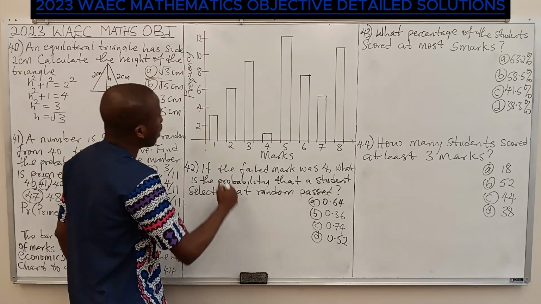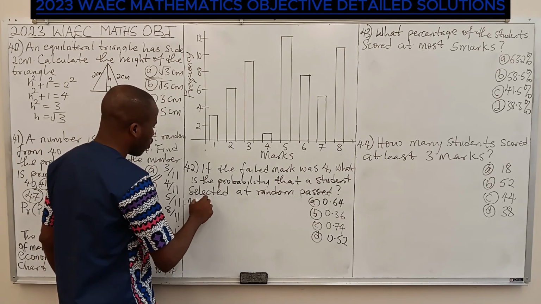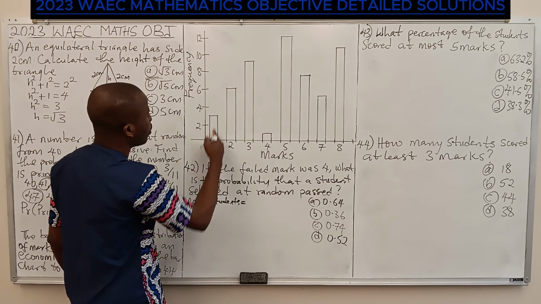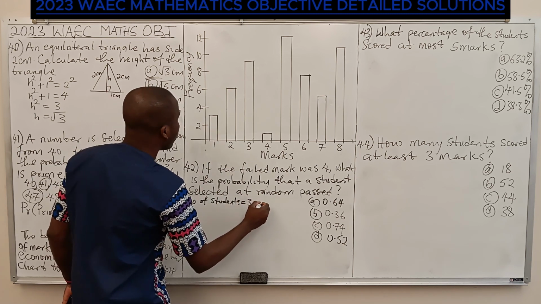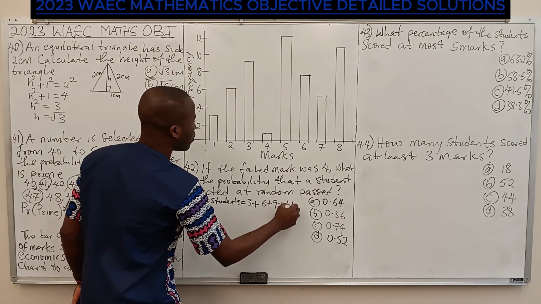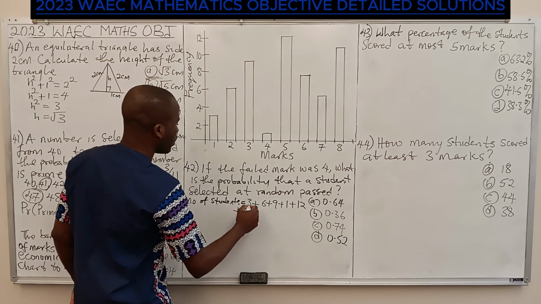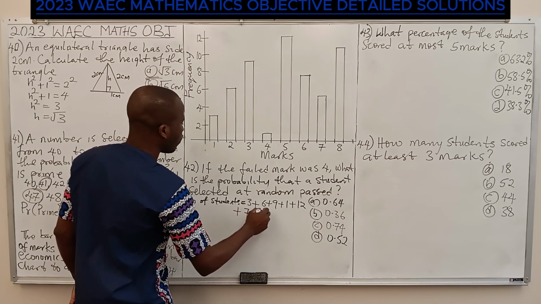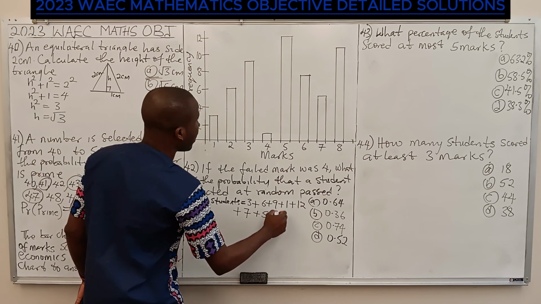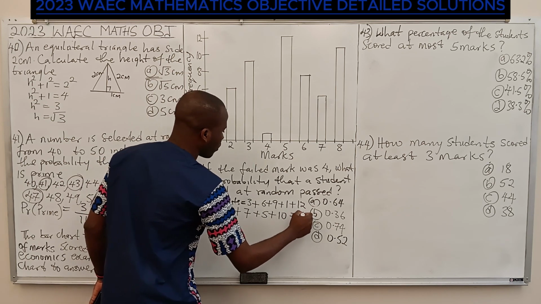So first of all, calculate the number of students in the class. So number of students will be 3 plus 6 plus 9 plus 1 plus 12 plus 7 plus 5 plus 10. If we sum all this, it will give 53.